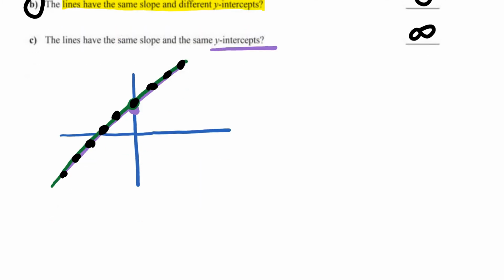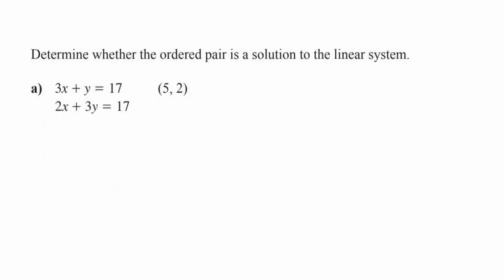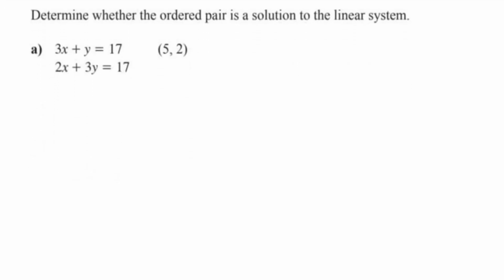Now let's get into some of the questions where we use a little bit more algebra, a few more mechanics here, and let's see if we can get some of these questions done. Determine whether the ordered pair is a solution to the linear system. Okay, so here's my ordered pair, 5, 2. I need to see if 5, 2 works for this linear system here. So I recommend that you label the 5 as an x. This is your x, and the 2 is your y.